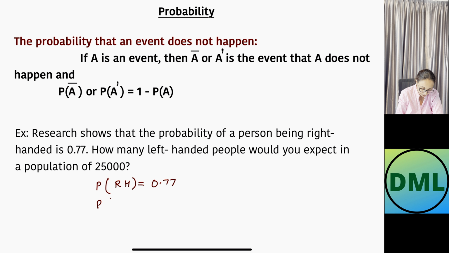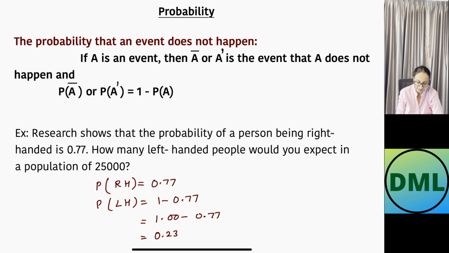The probability of left-handed people will be given as 1 minus 0.77. If you want to subtract it, you will write it as 1.00 minus 0.77. If you subtract it, your answer will be equal to 0.23. This shows you that the probability of the left-handed people is 0.23. I need to calculate the number of people in the population of 25,000. So to calculate this, I need to multiply this probability with 25,000.